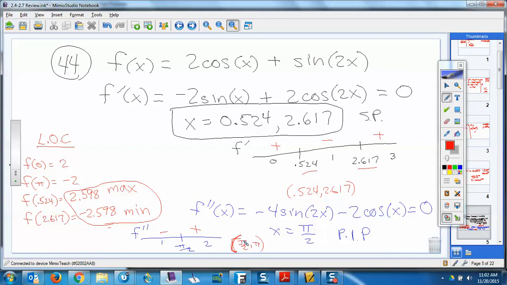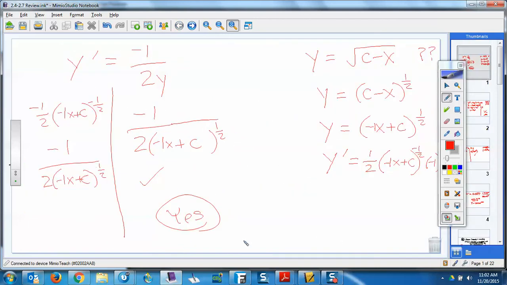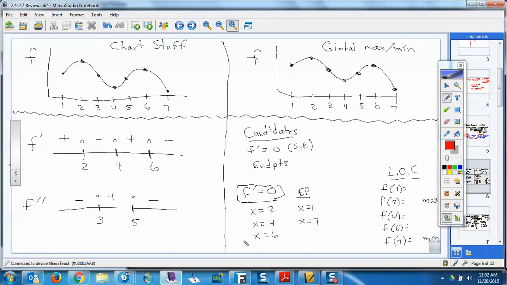I mean, right there with that information, with the f prime number line and f double prime number line, we know every single thing that's in the chart. We know local maxes and mins. We know inflection points. We know concave up, concave down, increasing, decreasing. It's all there. And then we add in the global max min piece, which is the list of candidates, because we got to plug those into the original. Remember, it's the stationary points and the endpoints that are the only places a global max and min should be. Because of this picture right here, right? It might be at the ends, but it might be at a place where the derivative is 0.